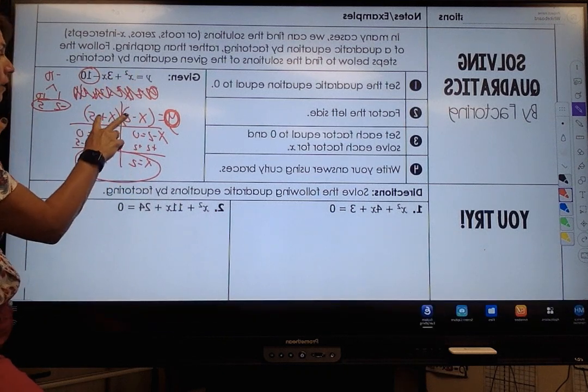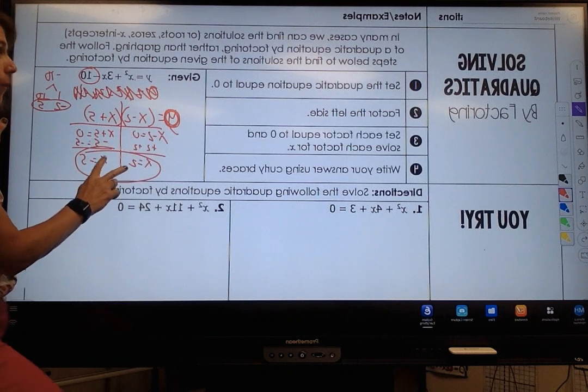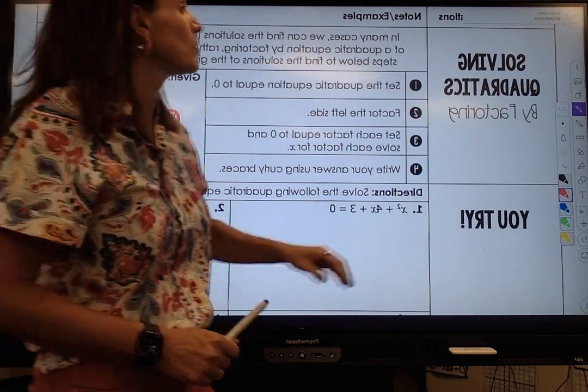After you factor it and you find the factors, you set both factors equal to 0 and you solve. Do not forget, you need to put brackets, least to greatest. And voila, I have solved that quadratic equation by factoring. Okay, let's do some examples together.